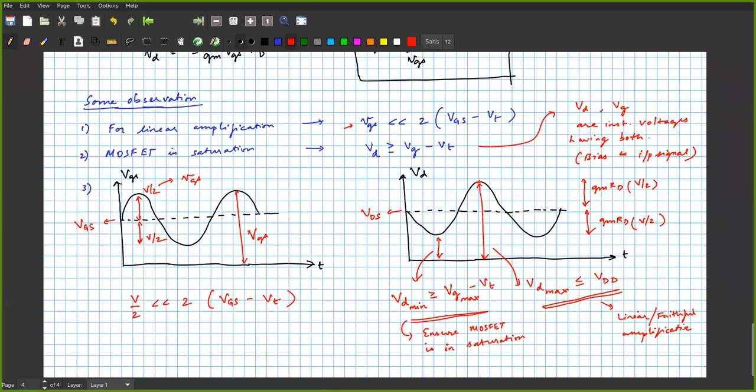Now, if this second condition doesn't satisfy, the MOSFET might swing into linear or cutoff region, in which case this MOSFET will start behaving as a switch. It will not be an amplifier. That you should not allow. You should ensure that the MOSFET stays in saturation. Okay, with this we will stop.